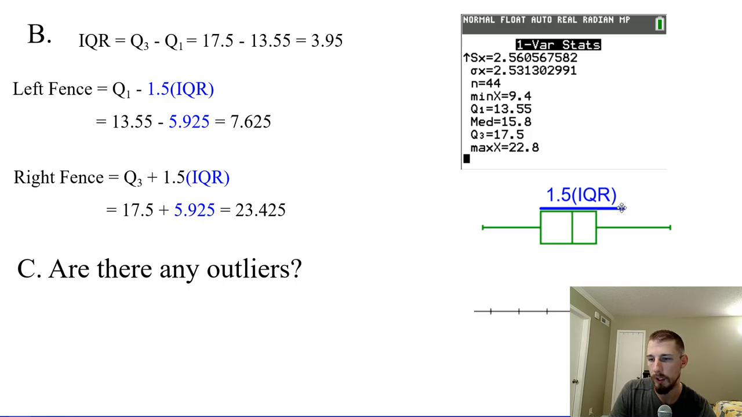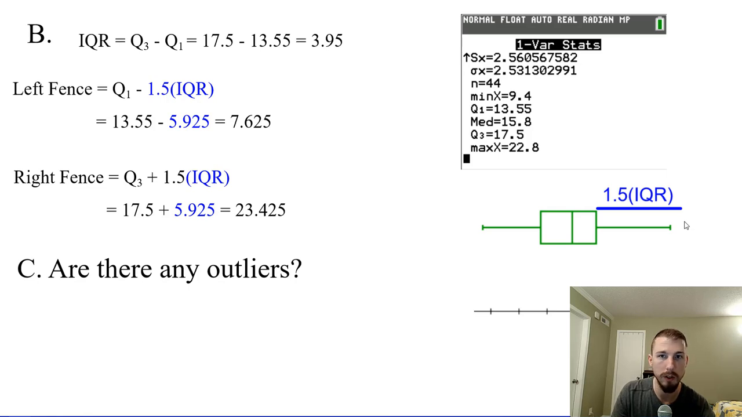And then we do 1.5 of that value. We subtract it from Q1, okay? So it looks like we don't have any outliers on the left side. Our minimum value of 9.4 is within the left fence, and so it's not considered an outlier. And then for our right fence, we add it to our third quartile, and it looks like our maximum value of 22.8 is within the right fence as well.